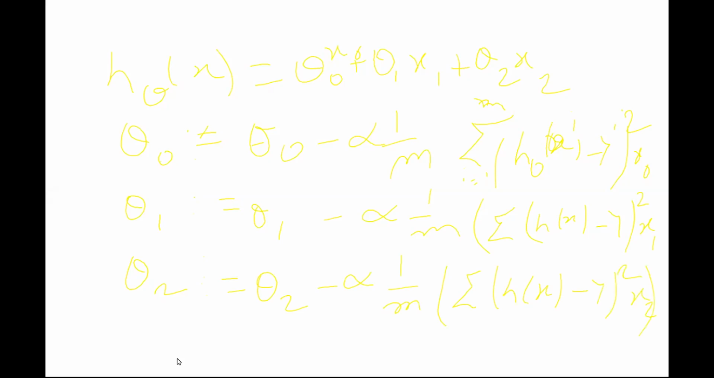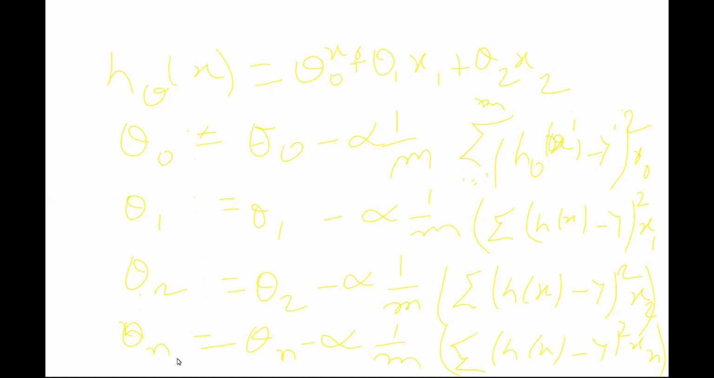Is it clear? Can we write it in this way? Similarly, we can take however many thetas we have. If it is n, we can write it in this format: theta n minus alpha 1 upon m, then summation of h of x minus y into x of n. We can write it.